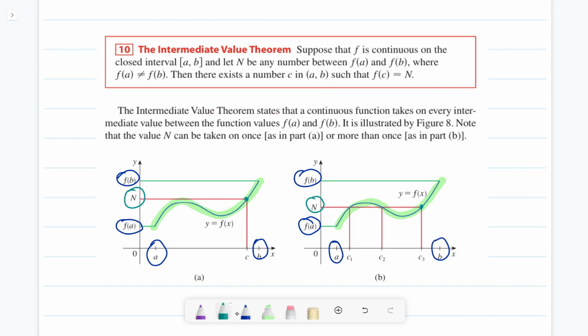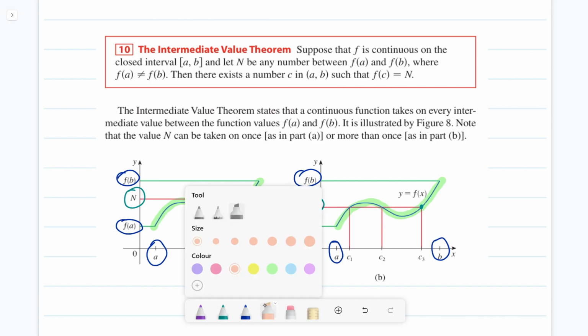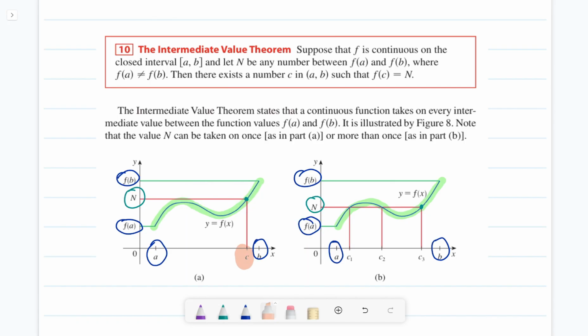So notice how there exists this point c right here, such that f of c is equal to n. Again, in the second graph, we have more than one point c. So f of c1 is equal to n, f of c2 is equal to n, and f of c3 is equal to n.